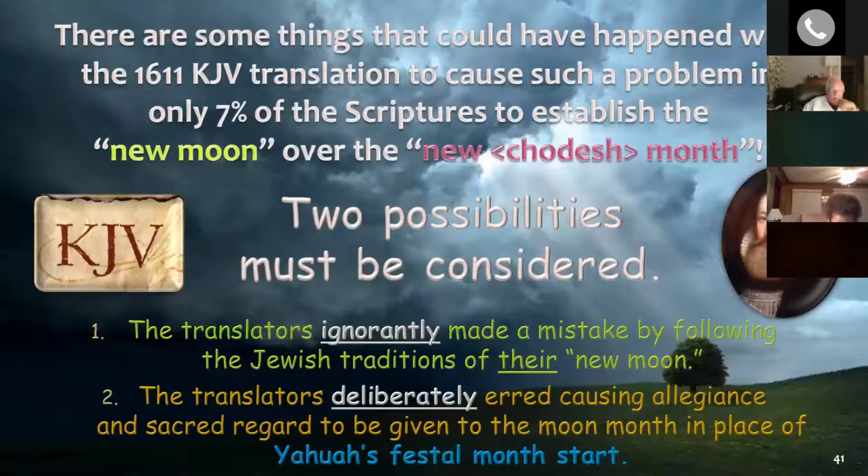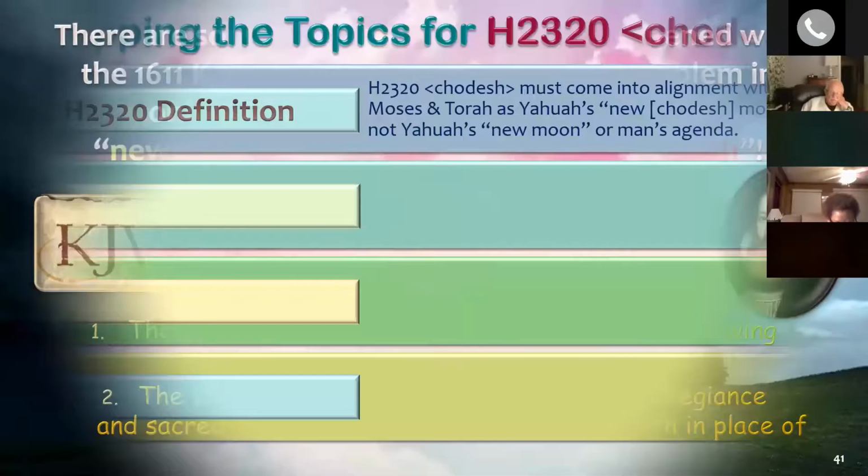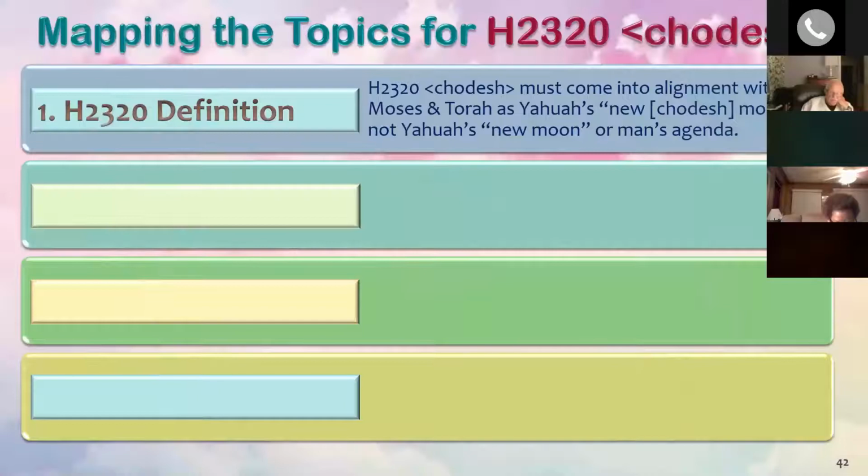So that's our question tonight. The translators could have done it ignorantly, or they could have done it deliberately. And that was the question I had to ask when I was doing the study. Which one was it? Or was it both? It can't be both, can it? No, can't be both. I think it has to be one or the other. Let's take a look. Let's map out. We're just going to do just a quick review so that you can remember what happened here. We started out with our Kodesh teaching here a couple of sessions ago.